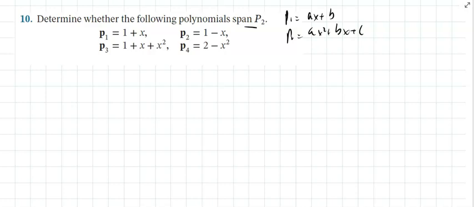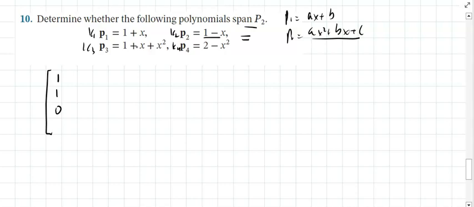So in this case, they're saying, well, look, can you multiply this by some k sub 1, this by k sub 2, this by k sub 3, and this by k sub 4, and set them equal to that, and solve? Could that work? Well, the matrix is going to look like what? If I look at P1, it's going to be 1, 1, 0, and here we have 1, negative 1, 0. Here we have 1, 1, 1, and here we have 2, 0, negative 1.